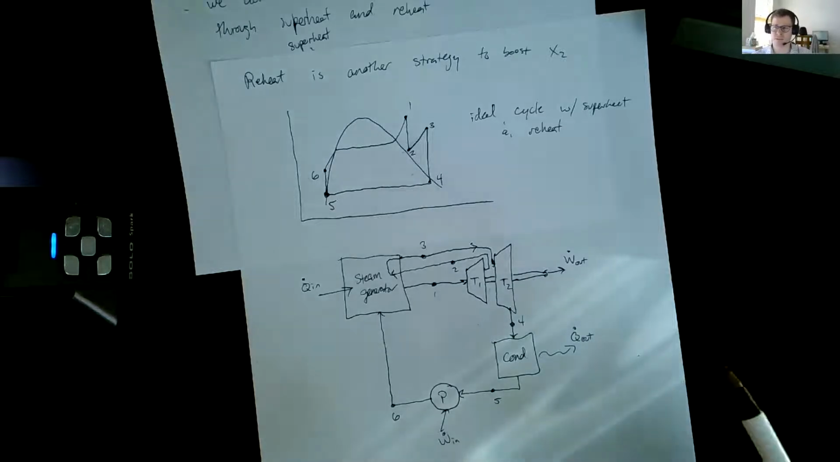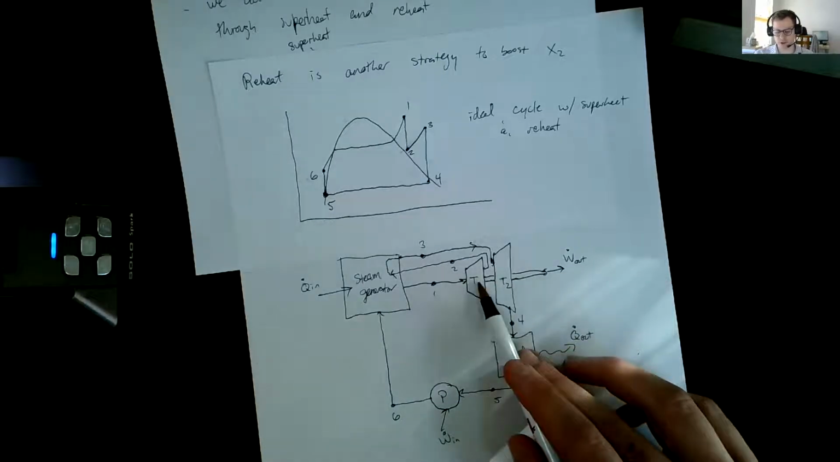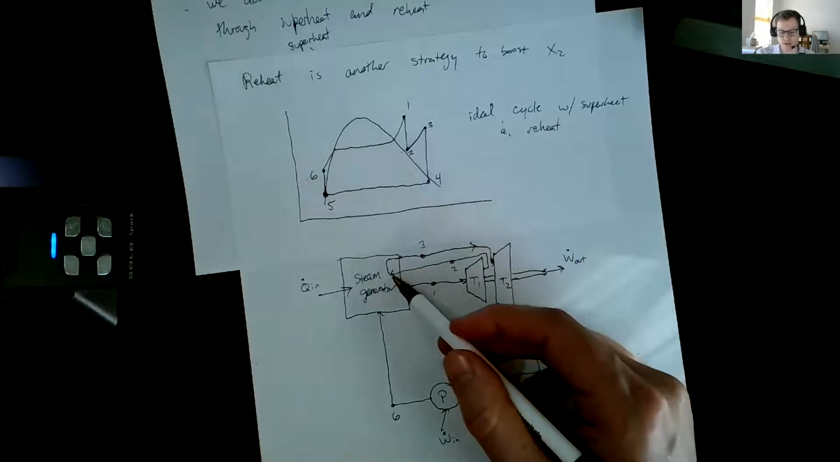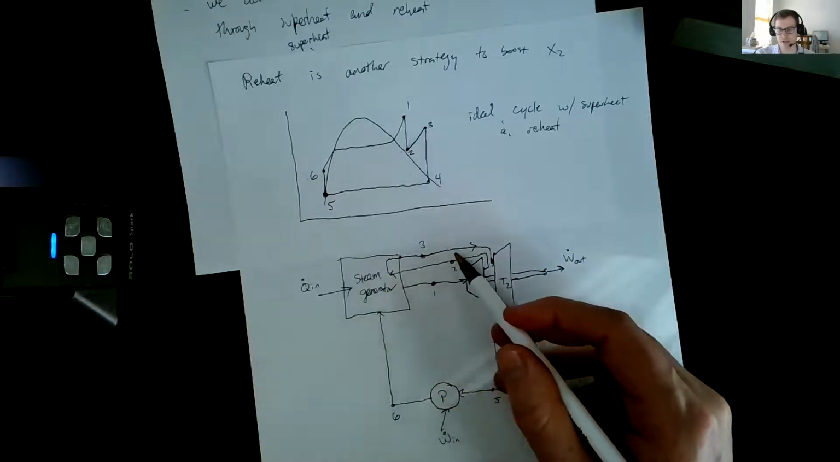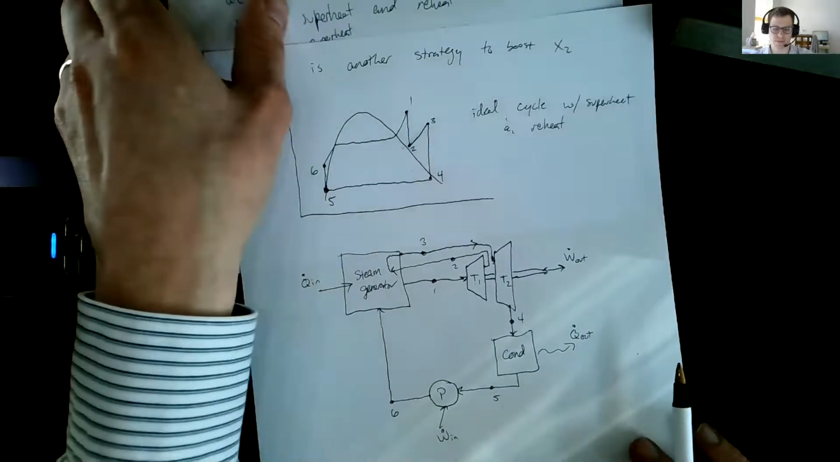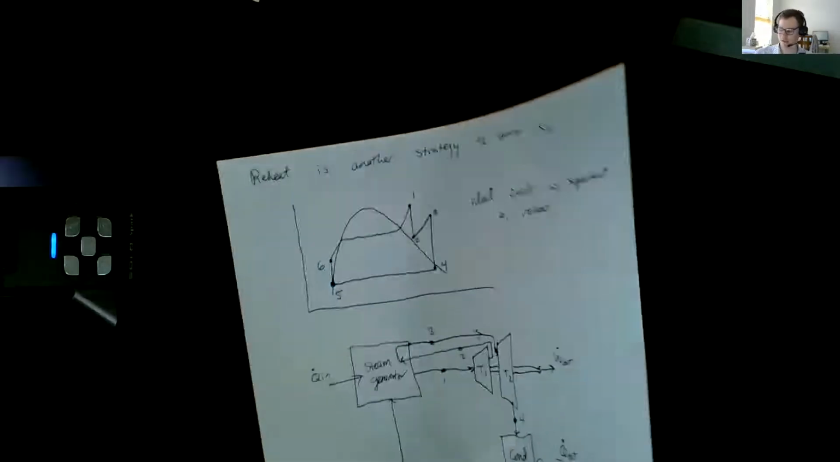Superheat doesn't change what the actual plumbing diagram looks like, but reheat does. So we split up our turbine into 2 stages, and in between the stages, we run the steam back into the steam generator to get it heated back up again. Okay, so that's how the diagram changes and what it looks like.